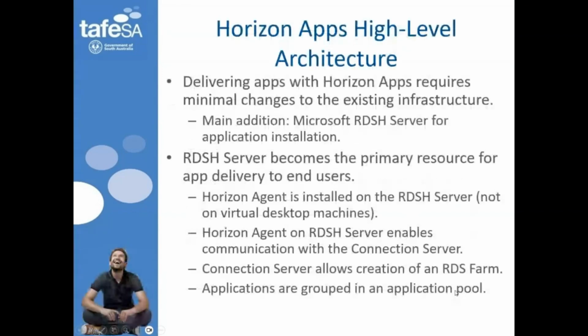All right, so high-level Horizon apps architecture. Delivering apps with Horizon apps requires minimal changes to existing infrastructure. The main addition is that we need this Microsoft Remote Desktop Service Host server for application installation. So you saw in our worksheet, we added an additional virtual machine, which is going to stress our computers out quite a lot more. And that's why we've been compromising, in a sense, Roman, in what we can do on the computers.